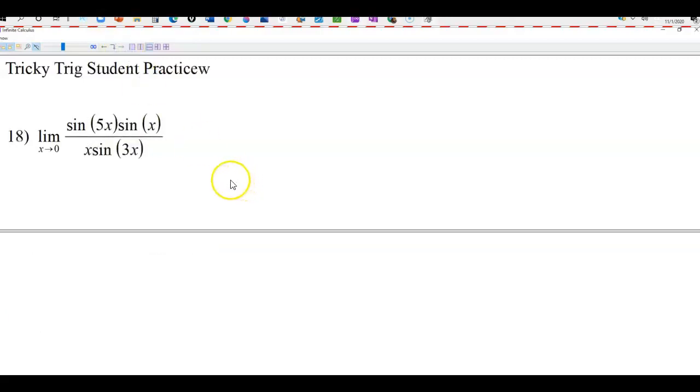So here's one for you guys. Go ahead and see if you guys can find this limit. Pause the video. When you unpause it, you'll see the solution.